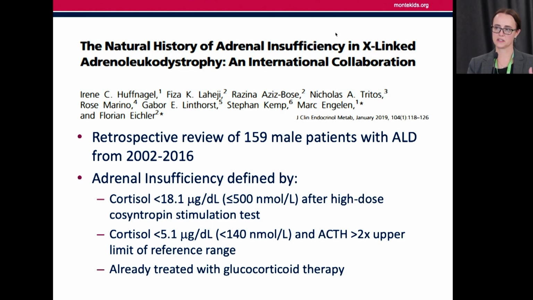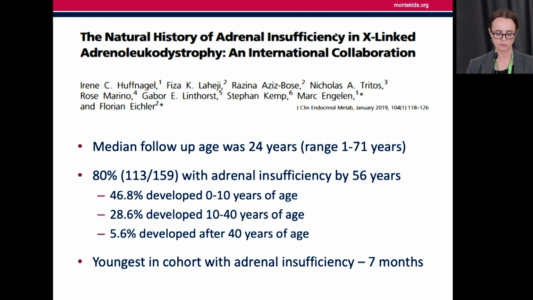The other study is a natural history study, a combination of the Netherlands and MGH groups. They had 159 males in an older cohort. The definition of adrenal insufficiency in this group was partly based on laboratory testing, and partly on patients already coming in on hydrocortisone treatment. The average age was 24 years, and they found that 80% of the males in their clinic had been identified as having adrenal insufficiency, and the youngest in their cohort was 7 months old.